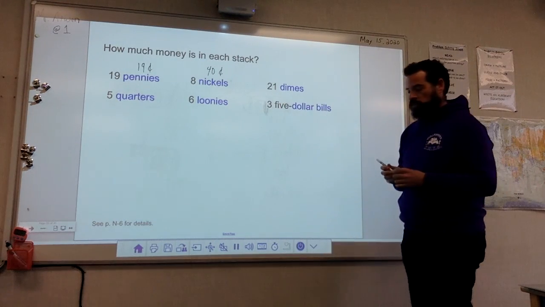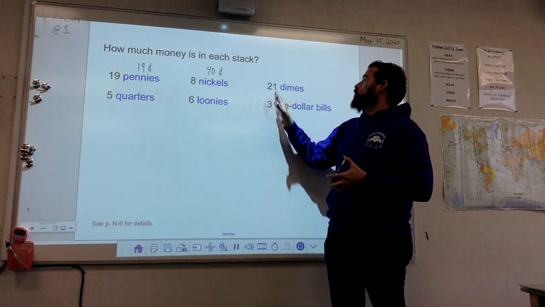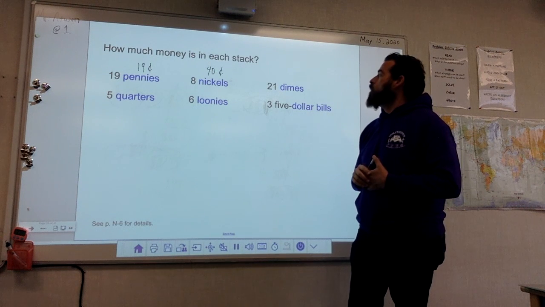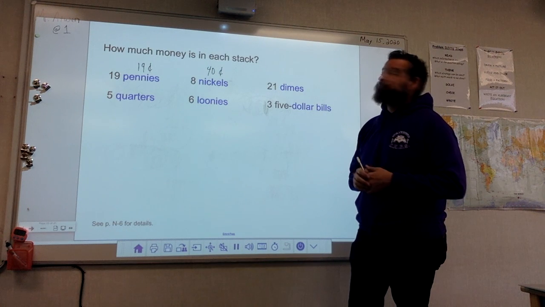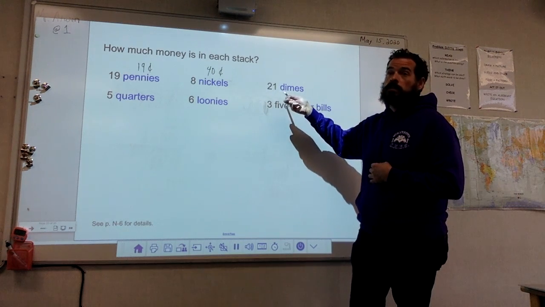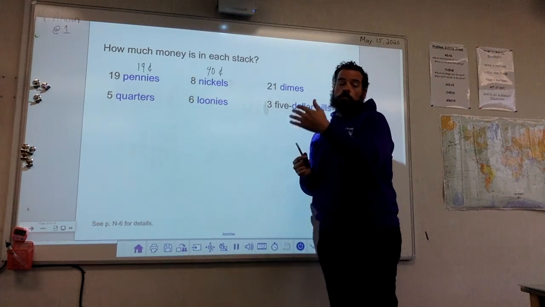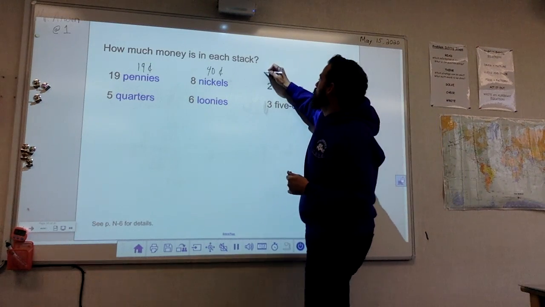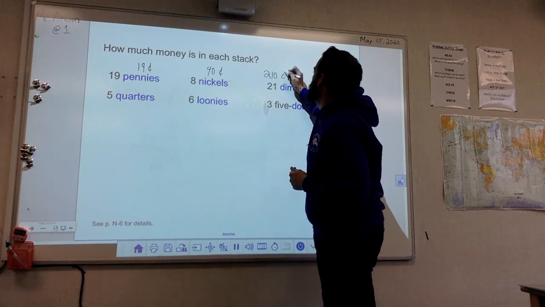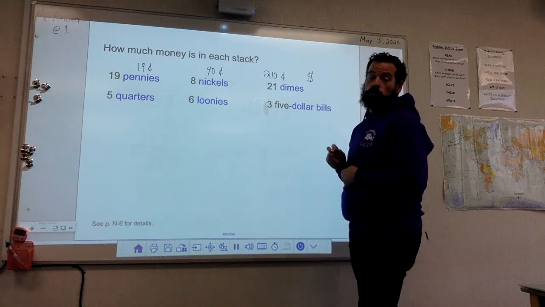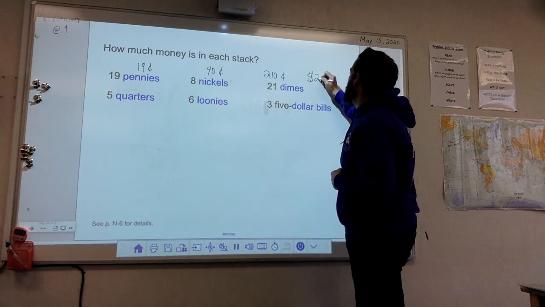21 dimes. So now we're getting in with a bigger amount. But if you remember that a dime is worth 10 cents, we're just going to multiply 21 times 10. Which, remember, when we're multiplying something by 10, we can add a 0 onto the end. So that would be 210 cents. If you wanted to write that in dollar notation, remember you have to have 2 digits to the right of the decimal, so $2.10.